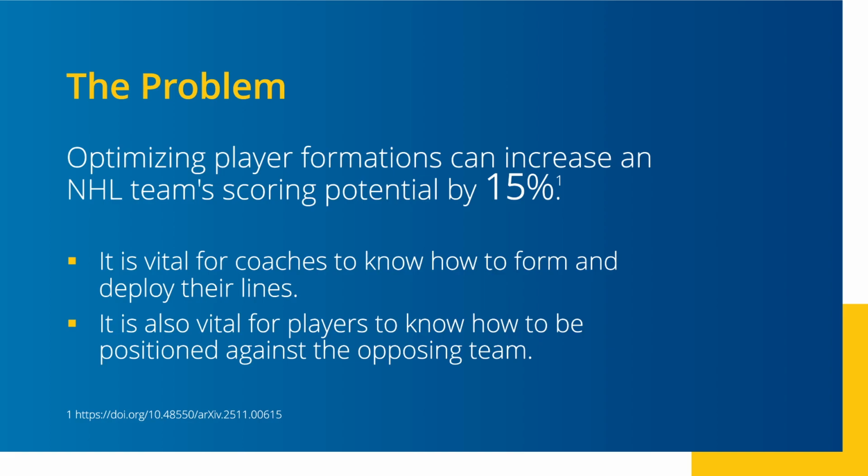According to a fairly recent study, optimizing player formations, which is both when a team puts their players on the ice and where on the ice those players go in their positioning, can increase an NHL team's scoring potential by up to 15%. That is 15% more goals that a team is expected to score, not by adding more players, not by spending more money, but by simply deploying the players they already have as optimally as possible.